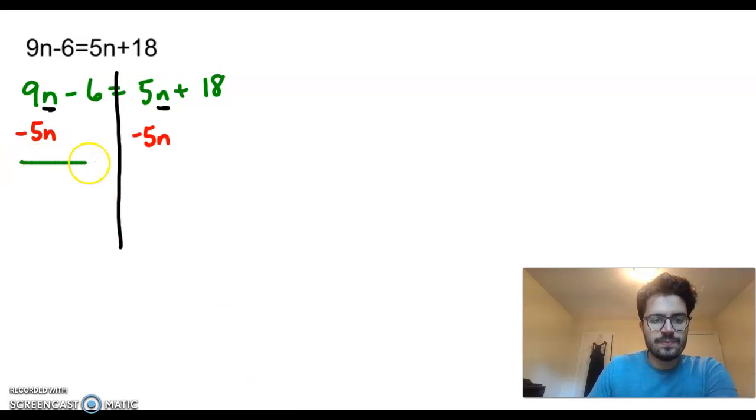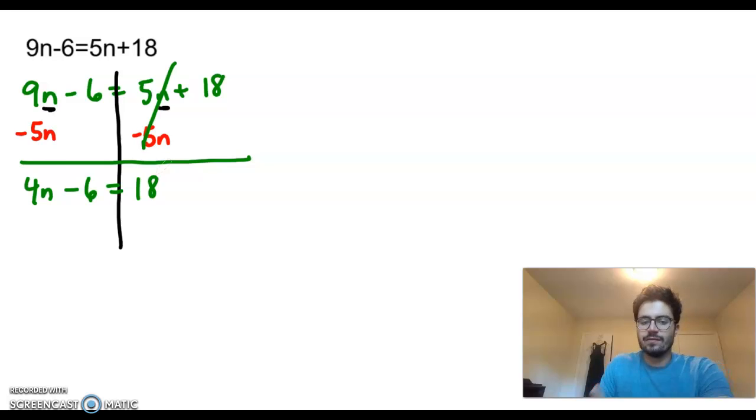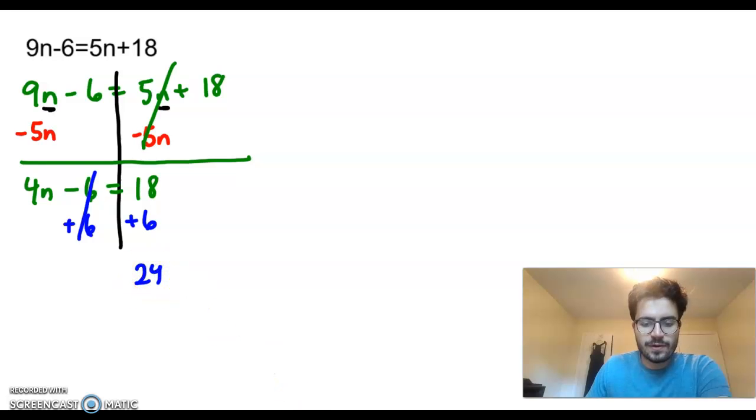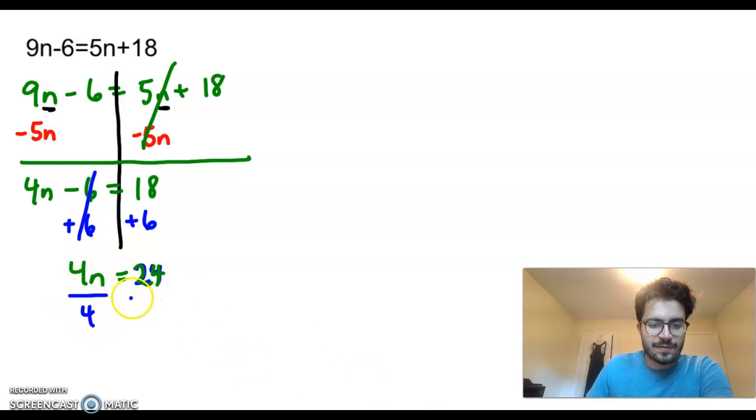And now they go away. I have 9n minus 5n, that's 4n. I still have the minus 6. And now this is like an equation I already know how to solve. Look, the variables are all on one side. So I'm going to add 6 to both sides. And get 24. Let's do 24 is equal to 4n. And then last but not least, I have to divide by 4 to get rid of that 4. So I get n is equal to 6.